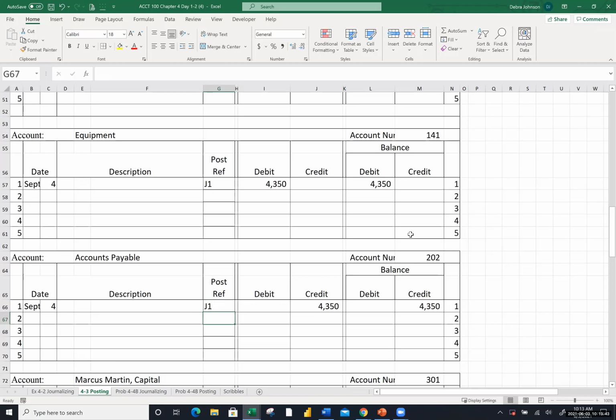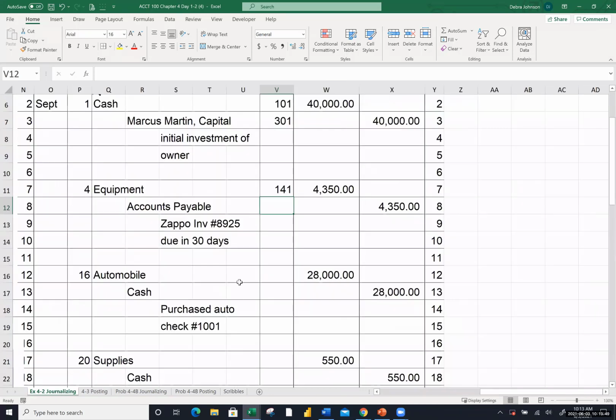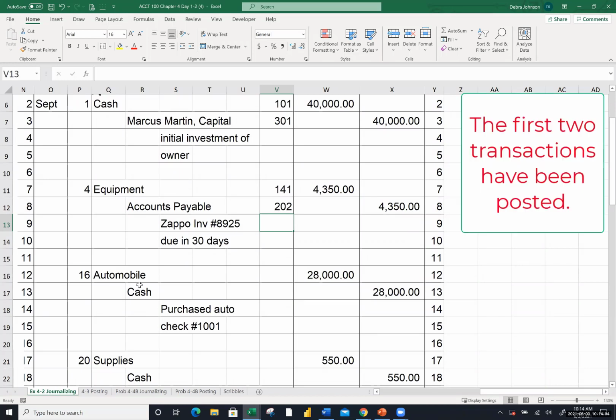And back over on the journal, I'm going to put that account number in, 202. So back over to here, I'm going to put 202. Now you're going to start to see balances change when we get to this cash number down here. So let me stop. We've done 2 transactions. That means you have a total of 4 postings because each one had 2 accounts that we used.